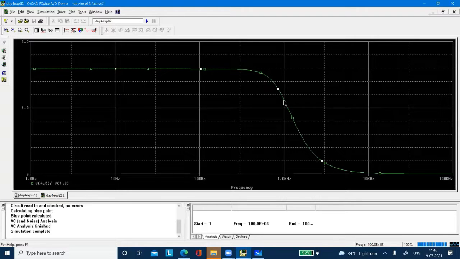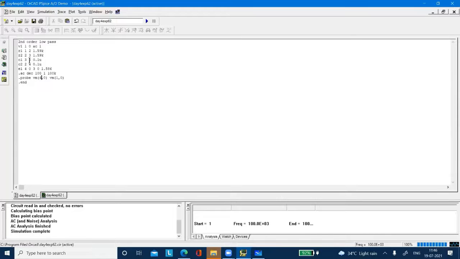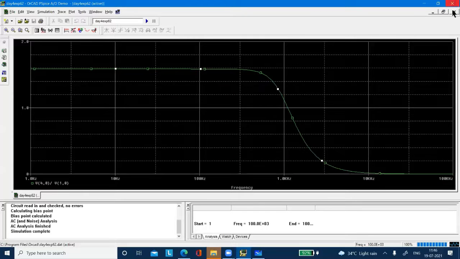Will it be 1.58, right? Now you can change the same thing if you want to. If you want to design a high pass filter, just swap the position of resistance and capacitance.